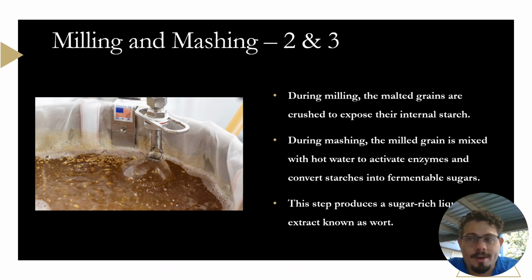Milling and mashing together basically set the chemical composition of the wort that will be fermented later. After the wort is formed, we can move on to the next step, which is step 4, also known as lautering.